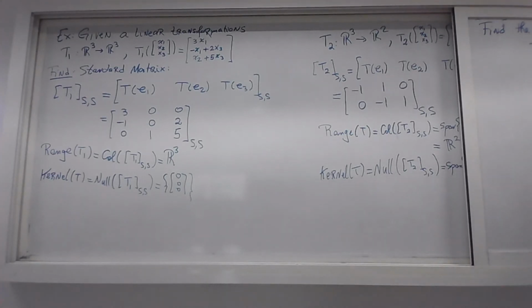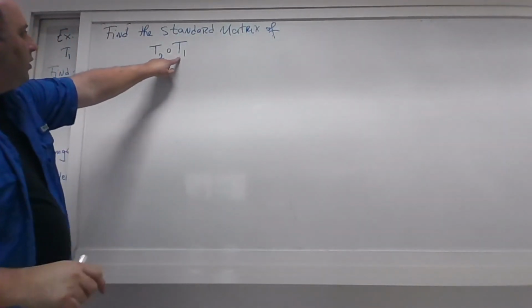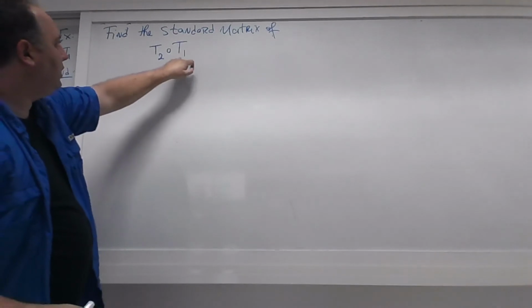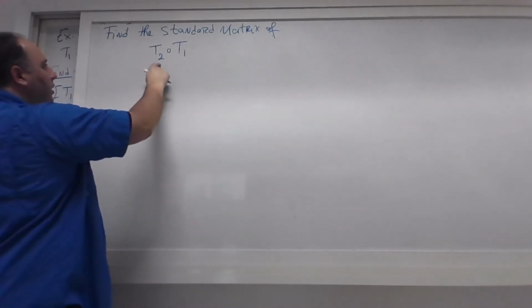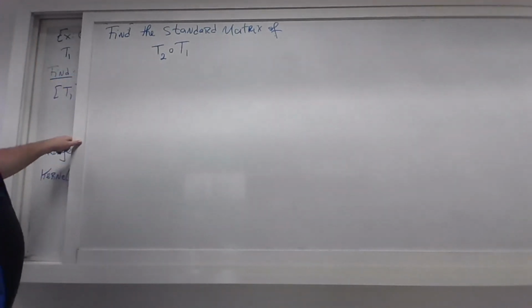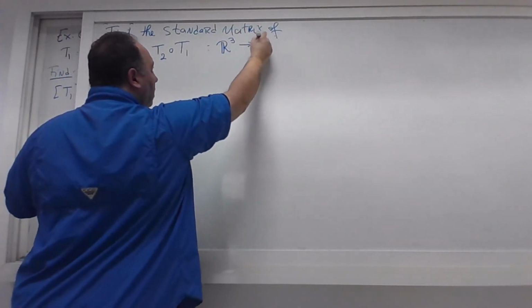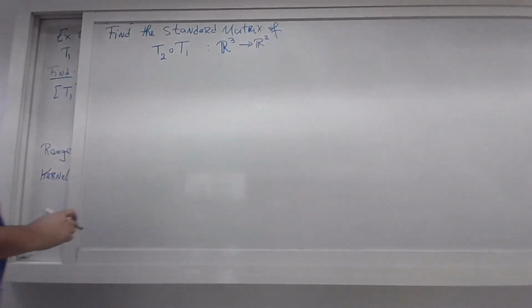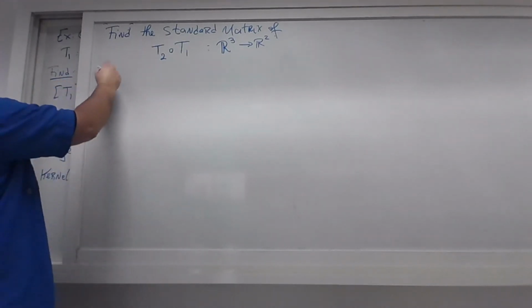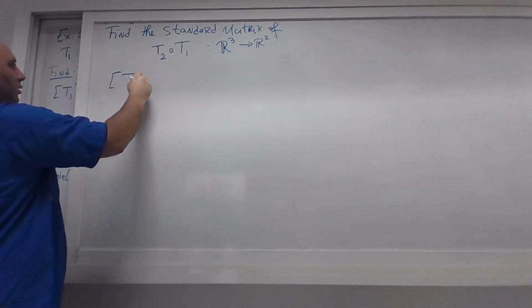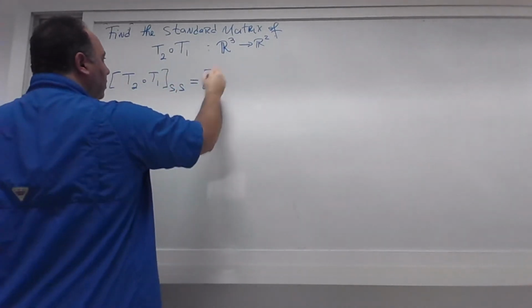Because we first act with T1, we take people from R3 and we bring them to R3 with T1, and then we take them from R3 to R2 with T2. Okay, so this thing goes from R3 to R2. So we already know that the standard matrix for this composition is simply the product of the standard matrices in the correct order, obviously.